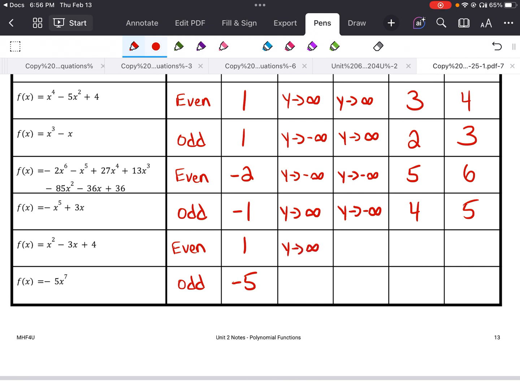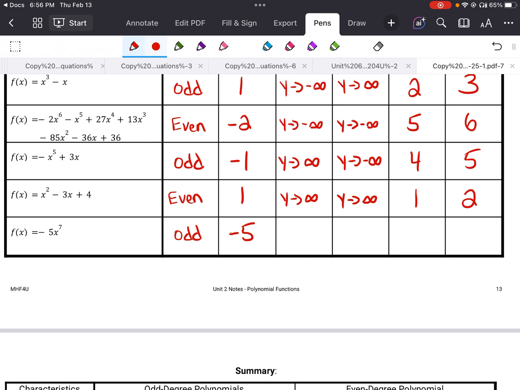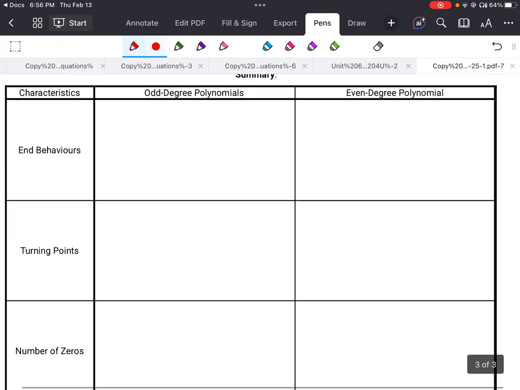Okay, this is quadratic again, it's positive, so they're both going to be positive infinity. 1 turning point, 2 x-intercepts. And the last one, odd and negative. So positive infinity, negative infinity, with 6 possible turning points, 7 possible x-intercepts.